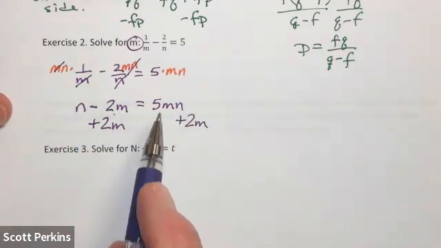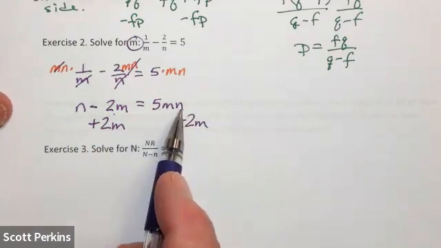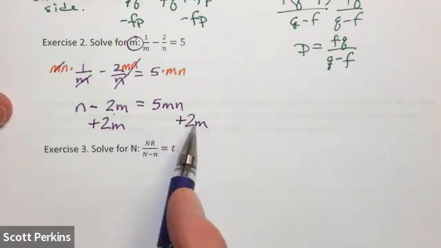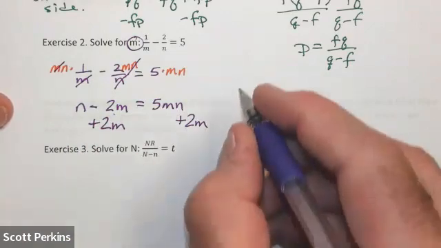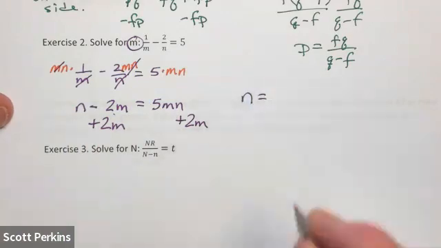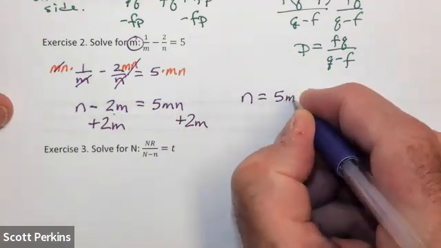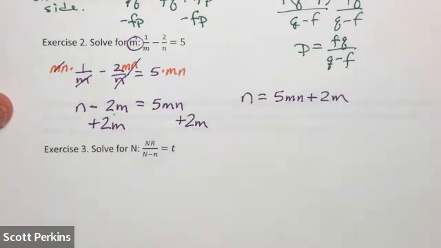And again, these are not like terms. The 5mn has an n in it. The next one, 2m, does not. So they're not the same. You can't smush them together and get 7 of something. So I've got to keep them separate. On the left, I've just got n. On the right, I've got 5mn plus 2m.